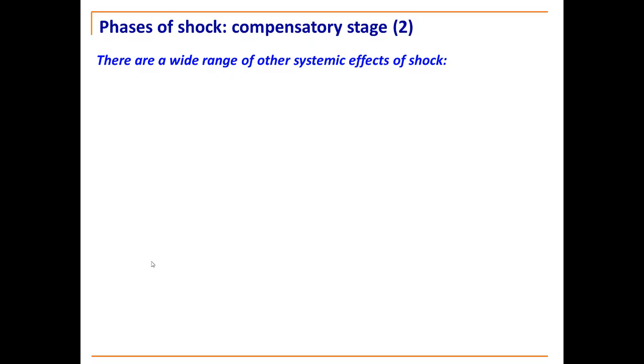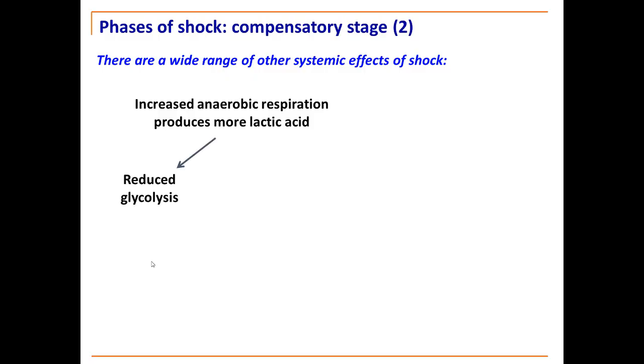So we'll just take another little look at this, so some of those systemic effects of shock. So if you have an increase in your anaerobic respiration, you're producing more lactic acid. It reduces glycolysis just through its inhibitory processes, means you produce less ATP, which means you have reduced myocardial function, which means you have a reduction in cardiac output. I was about to say carbon monoxide there, that wouldn't have been very smart, would it?